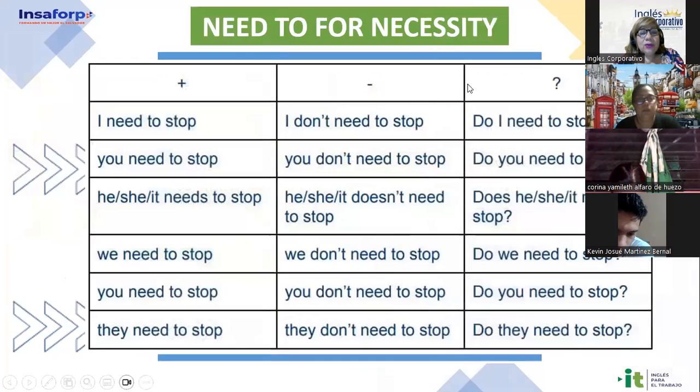And a brief preview of need to, that is for necessity. When you think that you need to do something, you use need to. And you say, I need to stop. Okay, the negative, I don't need to stop. Do I need to stop?